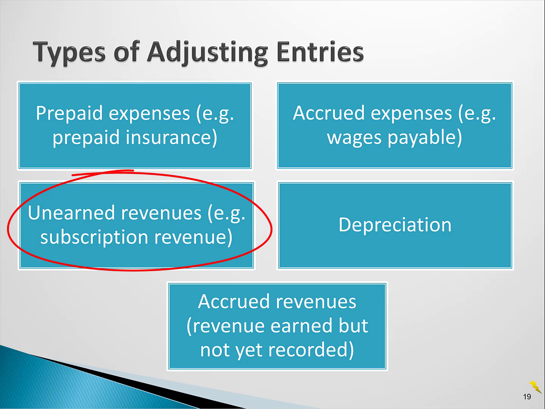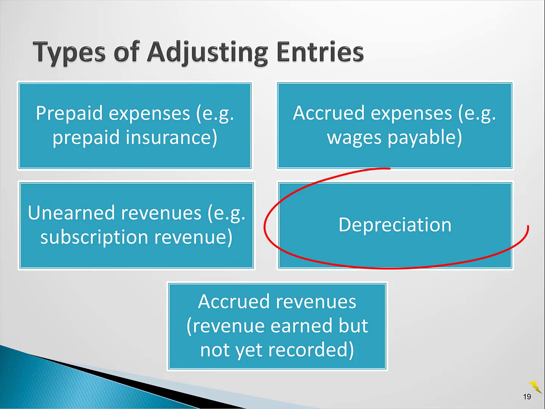Another type of adjusting entry, which we've already mentioned, is unearned revenues. And the classic example of that is subscription revenue. And then we'll learn how we need to record depreciation to show that some of our assets are slowly losing value over time as they get worn out. This would be like our buildings, our furniture, and our vehicles.